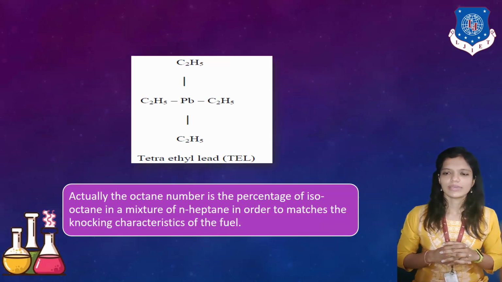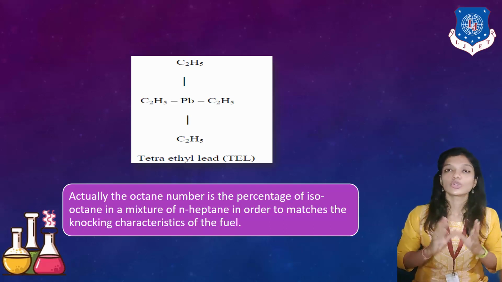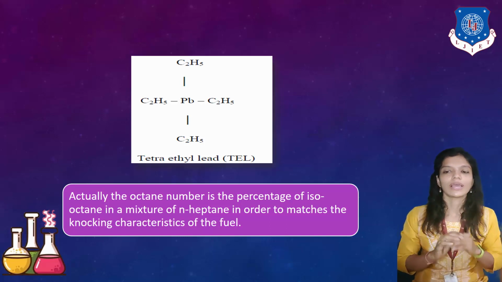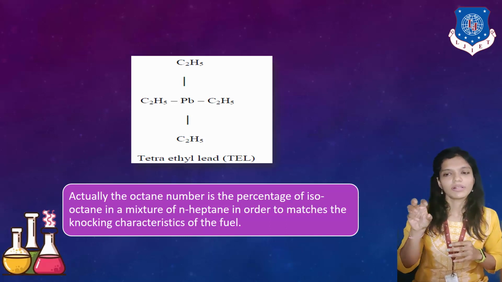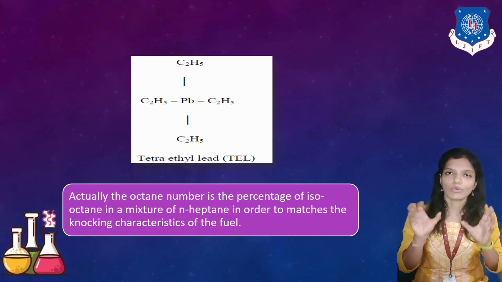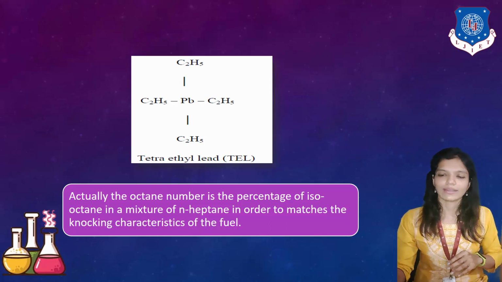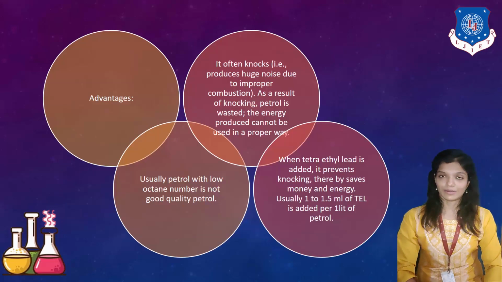In the image you can see the structure of TEL. Actually the octane number is the percentage of isooctane in a mixture with N-heptane that matches the knocking characteristics of the fuel. Here TEL is added to reduce the knocking properties. Okay, and the structure, as you can see, is known as tetraethyl lead. We have lead in the middle and four ethyl groups, C2H5, present around it. This is the best anti-knocking agent. Okay, it is generally added.